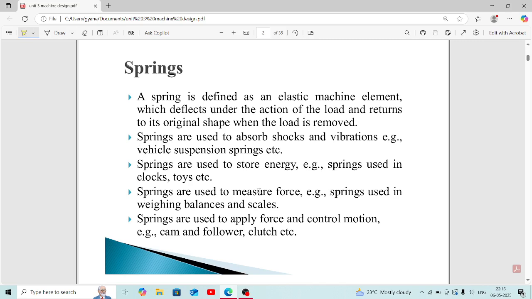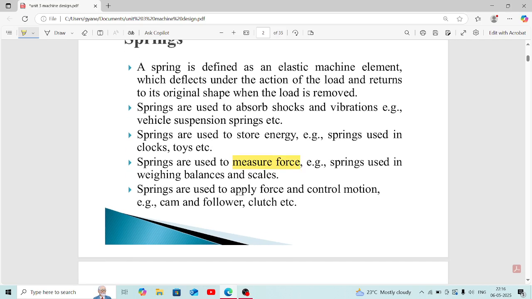Springs are used to measure forces. For example, a spring is used in a weighing balance. Springs are used to apply force and control motion, for example in a cam and follower. There are multiple uses of springs, but majorly four types of use in systems. First, vehicle suspension; second, clocks and toys; third, weighing balances and scales; and finally, the cam and follower and clutch.